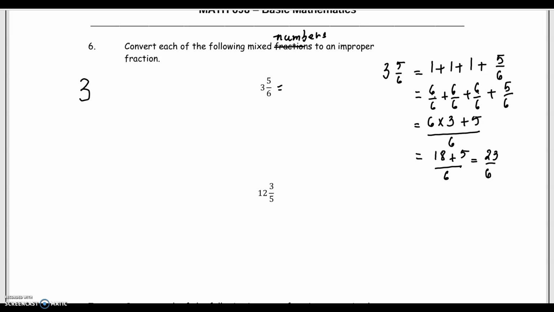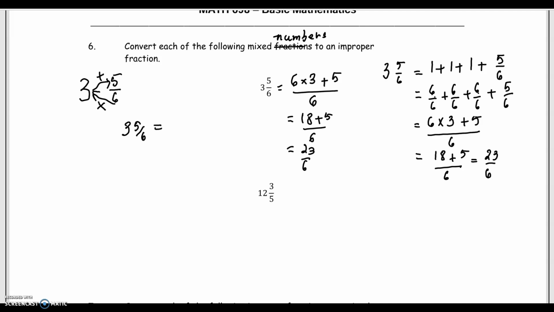Now let's see the technique that you've used before. If I have a 3 and 5/6, then I go 6 times 3 plus 5 over 6. 6 times 3 is 18 plus 5 over 6, which is equal to 23 over 6. We've converted a mixed number, 3 and 5/6, to an improper fraction, which is 23 over 6.